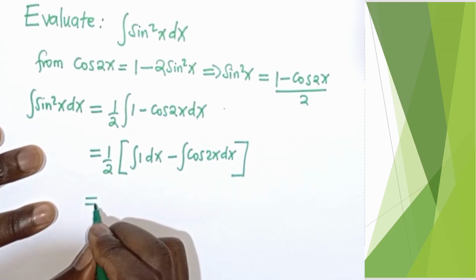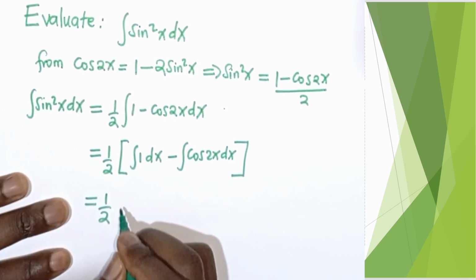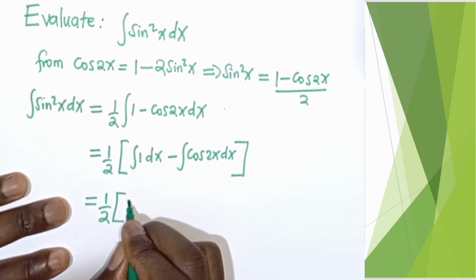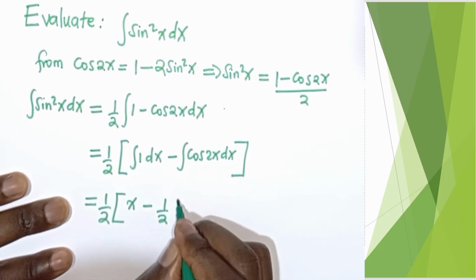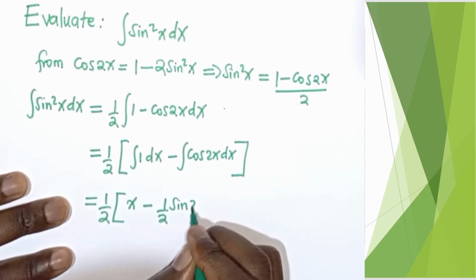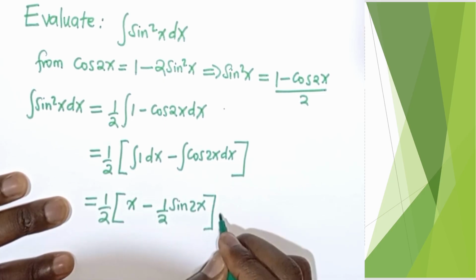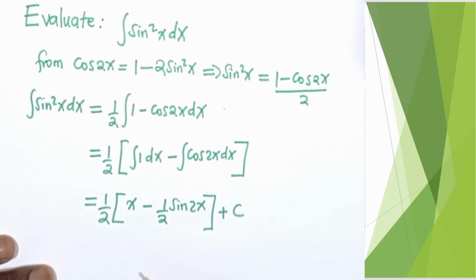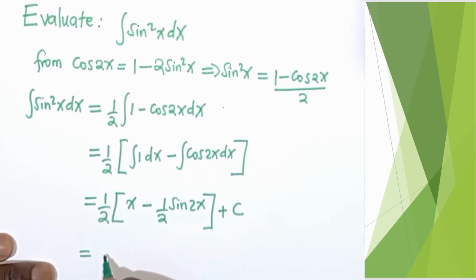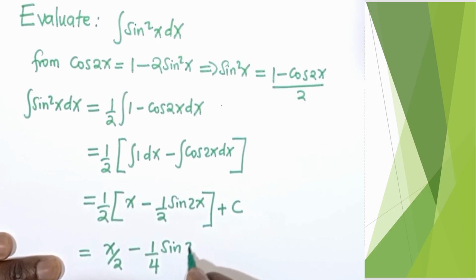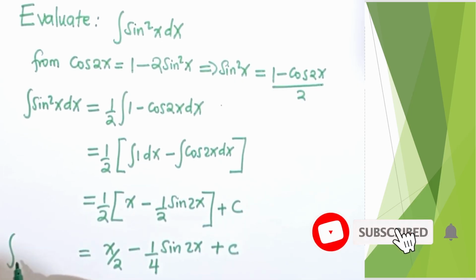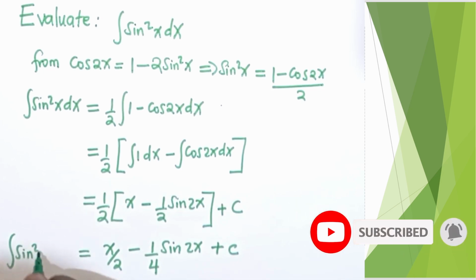Now, when we integrate each individual item, we have a half outside, times: when you integrate 1, you have x, minus, when you integrate cos 2x, you have a half sine of 2x, and then plus c. Therefore, we can multiply the half inside to have x over 2 minus 1 over 4 sine 2x plus c. So that is the integral of sine squared x.